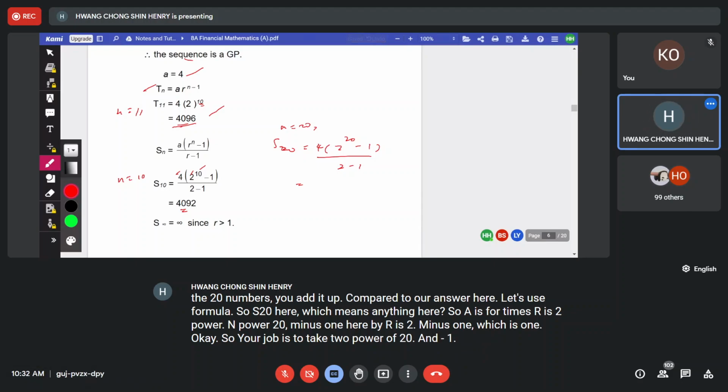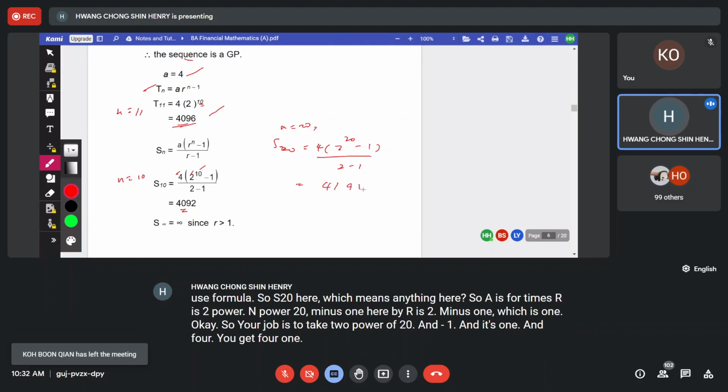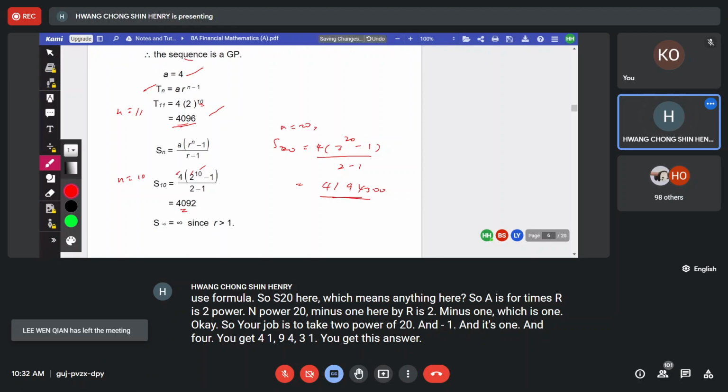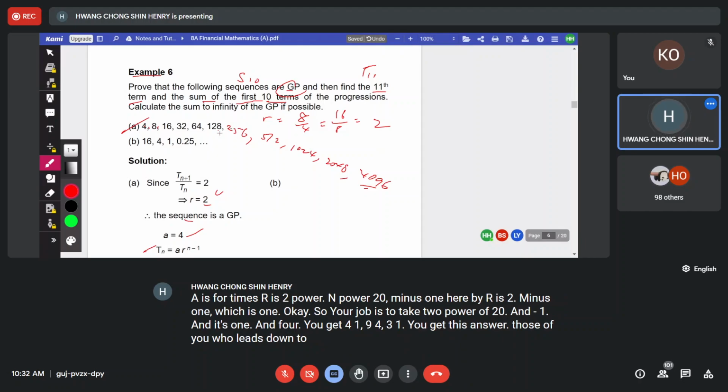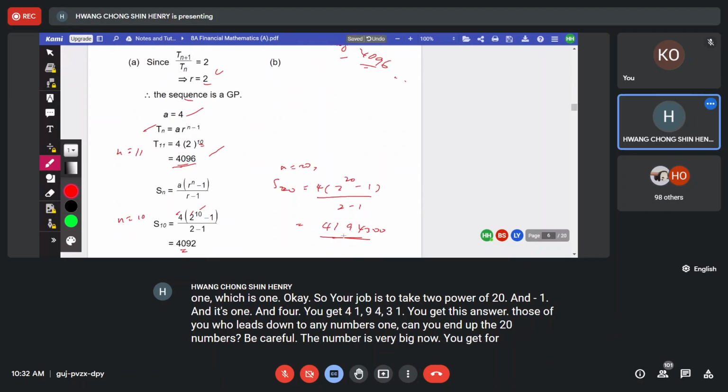Minus 1, then times 4. You get 4,194,300. Everyone, do you get this answer? Those of you who list down 20 numbers, can you add up the 20 numbers? Be careful, the number is very big now. You get 4,194,300.